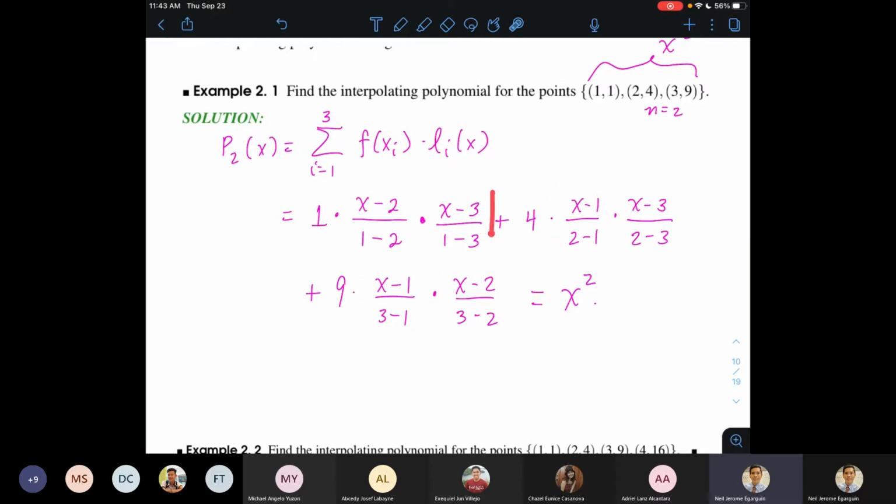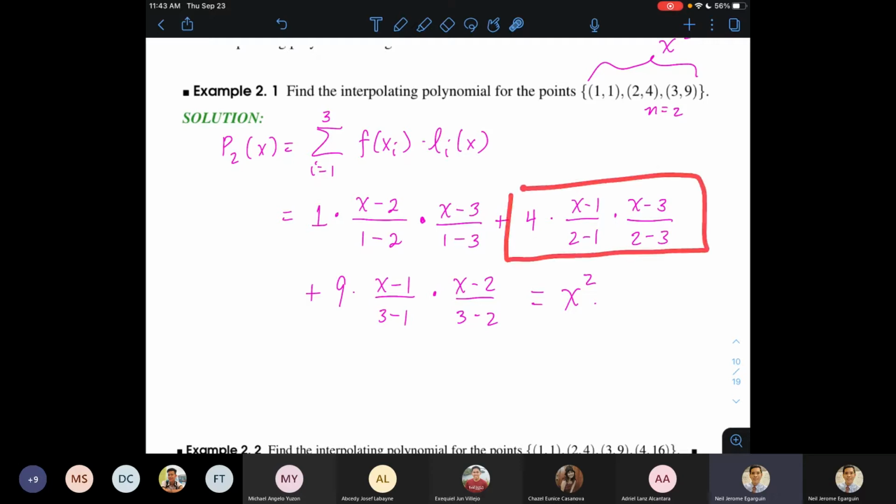So ibig sabihin, nagmamatter lang when x is equal to 1 is the first term. Pero if x is equal to 1, this guy becomes 1, this guy becomes 1, maka-cancel siya. 1 times 1, which is the first function value. If x is equal to 2, then ito magiging 0. Ito magiging 0 din. So yung first and third terms will just be equal to 0.